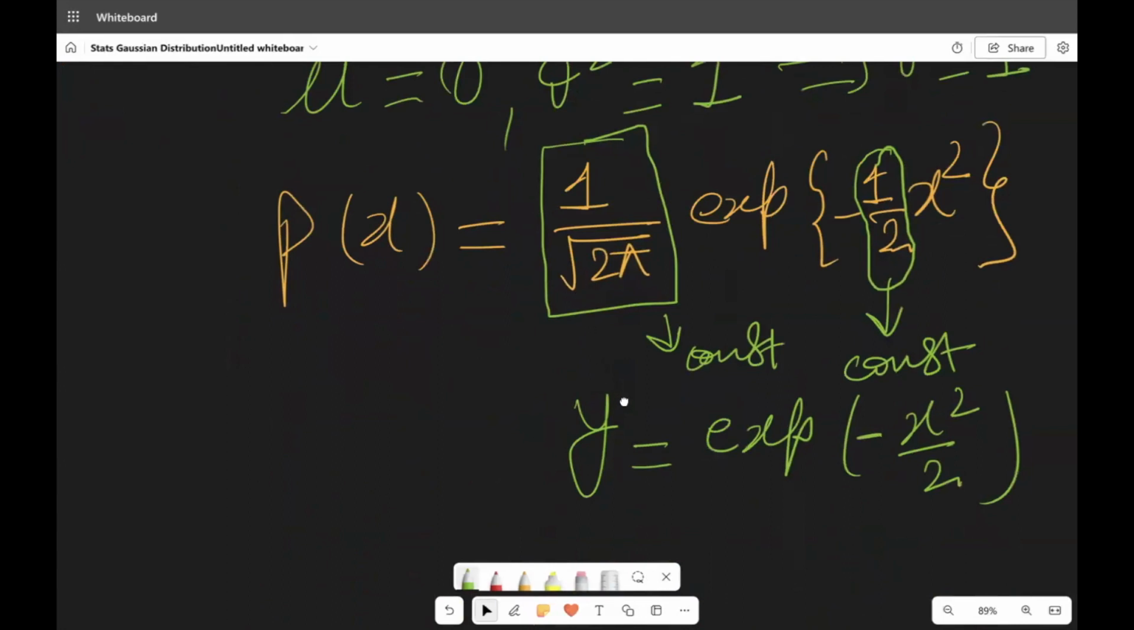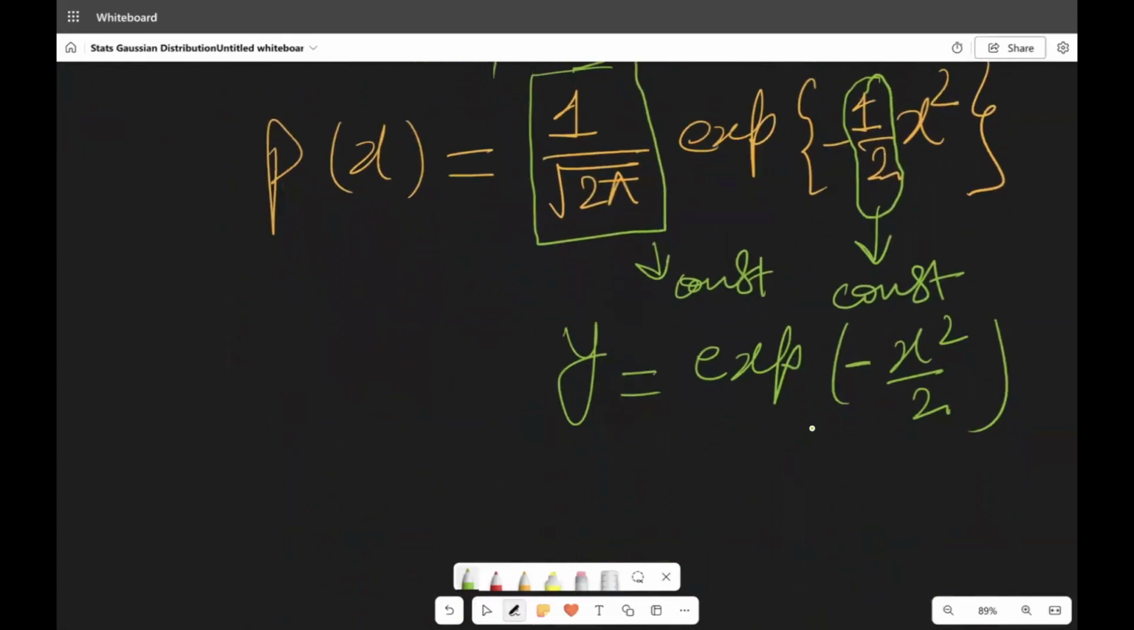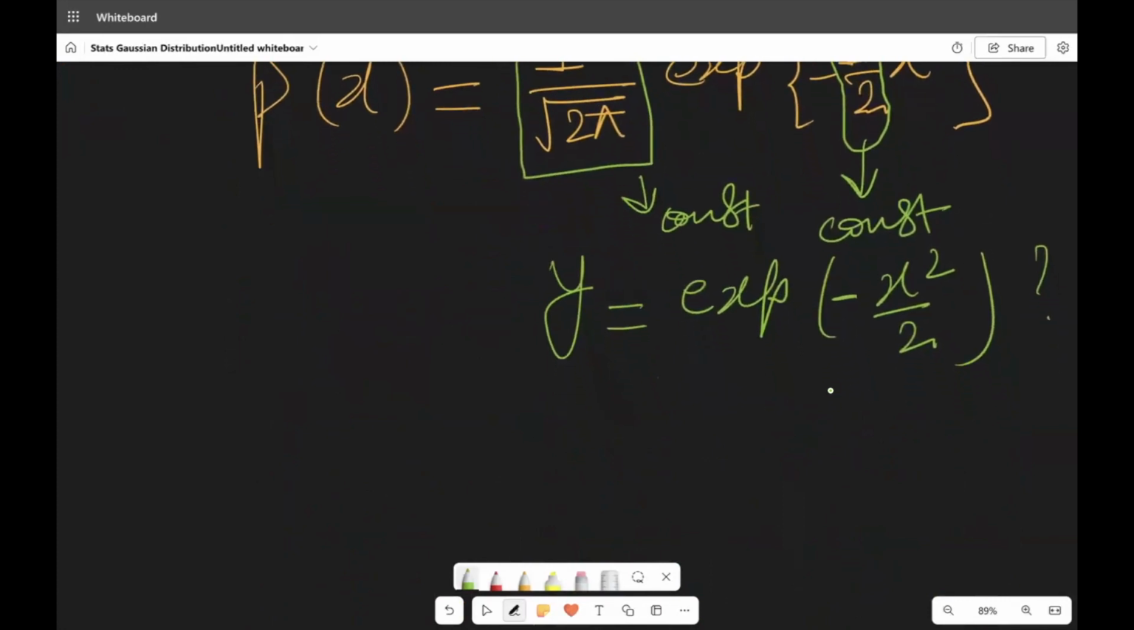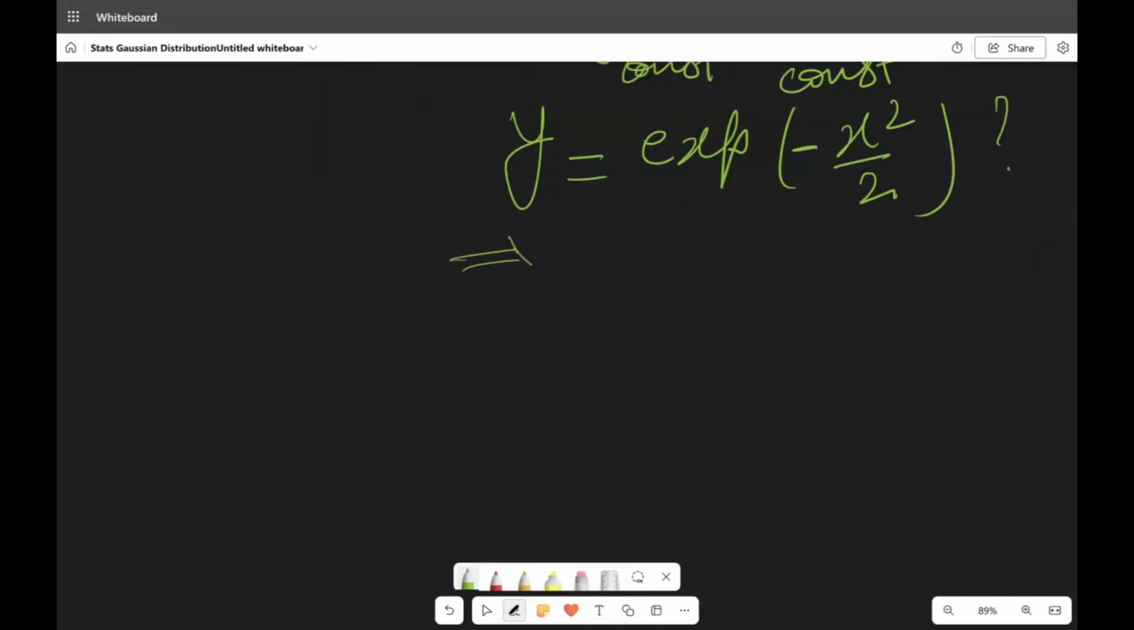If I have to plot the shape of this function, what is the shape of this function? Because by just removing the constant, the form of the equation still doesn't change. When you plot this function over here, what you get is your bell-shaped curve only. Let me explain what it is. So this can further be written as exponential of minus x square. This is my final equation.